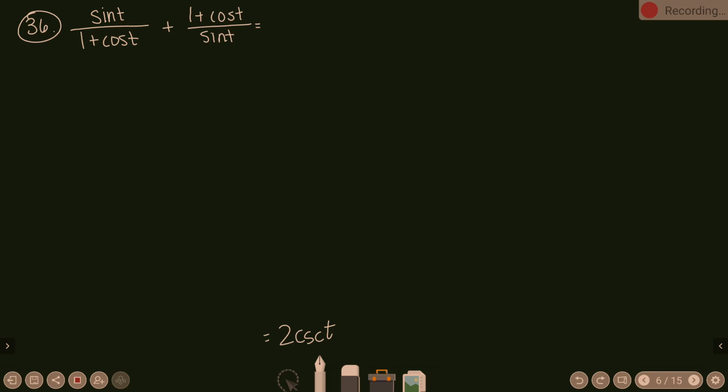Common denominator. Yep, we need to get to this. We're trying to go into one trig term, folks. That mess, one trig term. Common denominator. What is my common denominator? Sine t times 1 plus cosine t. I don't care which you put first. It's the two denominators meshed together.